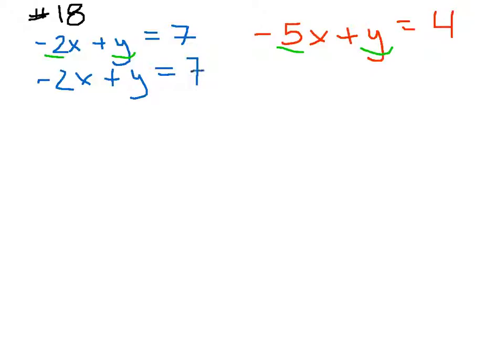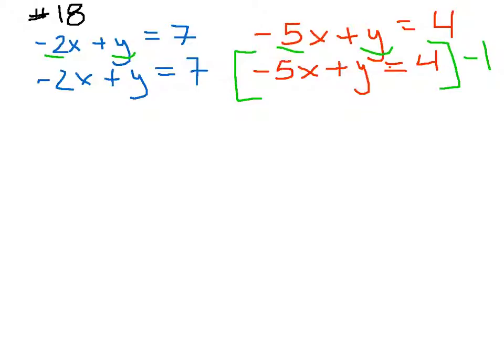And I get negative 2x plus y is equal to 7. And then let's take this red equation here, and let's see if I can give myself enough room this time. Negative 5x plus y is equal to 4. And I'm going to change colors, take this entire equation, and multiply it by negative 1. So once again, guys, that means I multiply every single term by negative 1.